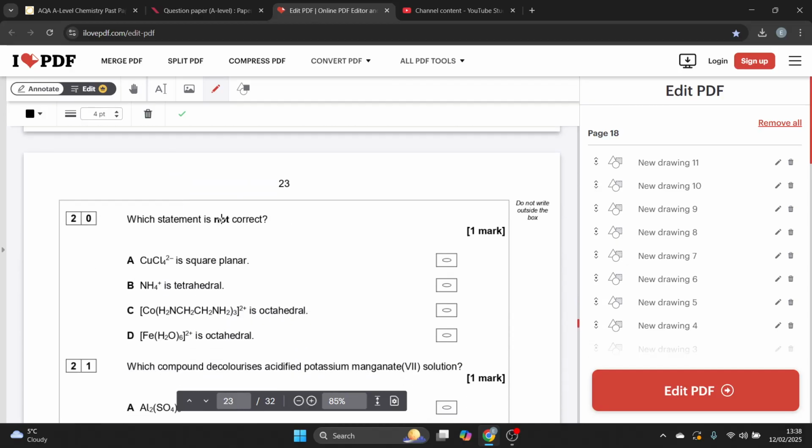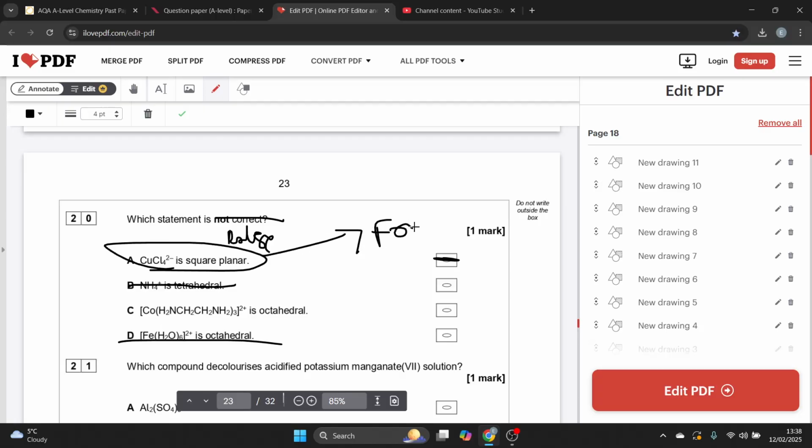Which statement is not correct? Which statement is false? CuCl4 2 minus is square planar. NH4 plus is tetrahedral. Yes, it is tetrahedral, so that is correct. So it's not the incorrect one. That is octahedral. That is A. CuCl4 2 minus square planar: false. It is not square planar.